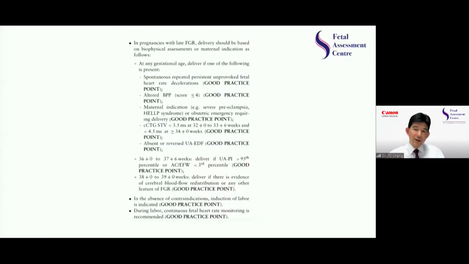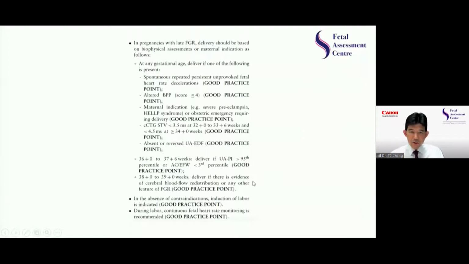The problem is what happens if you don't have any of these criteria, and I suspect for those of us who've done this ultrasound monitoring for many years and decades, the majority will fall into this group, okay? There's no reason to deliver based on any of the criteria that I've mentioned above. Then you've entered 36 weeks, 37 weeks, 38 weeks. When do you deliver what you believe to be a late growth-restricted fetus?